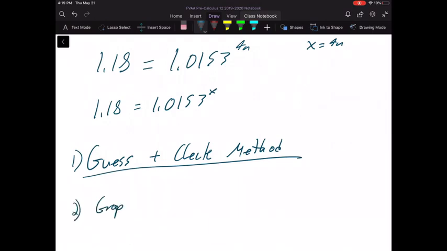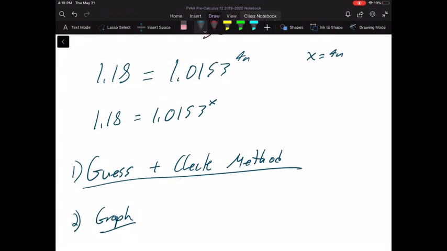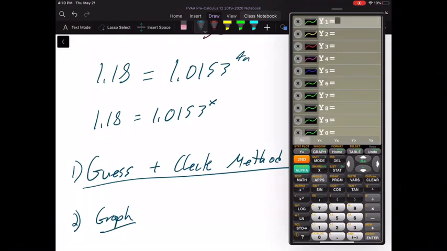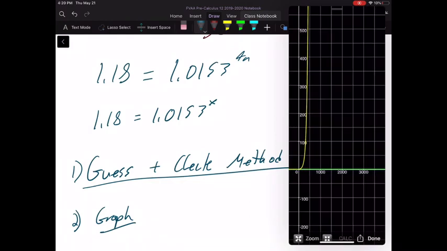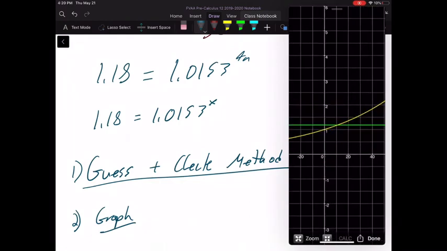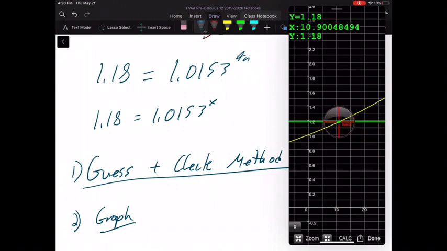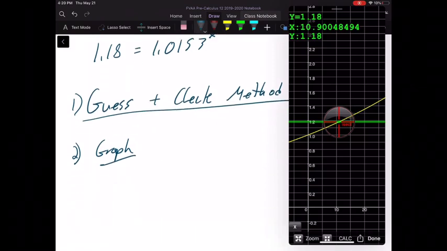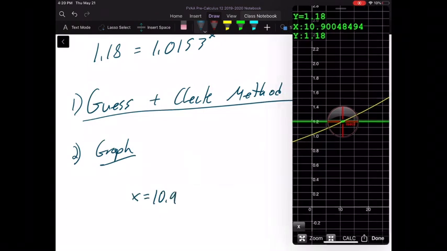And I would recommend that you graph it, especially since you are graphing calculator wielders. You have those skills. So y1 is equal to 1.18, y2 is equal to 1.0153 to the exponent of x. And then you just see where those two lines meet when you graph. And lo and behold, they meet right there. So x is equal to 10.9. Okay? So x is equal to 10.9.